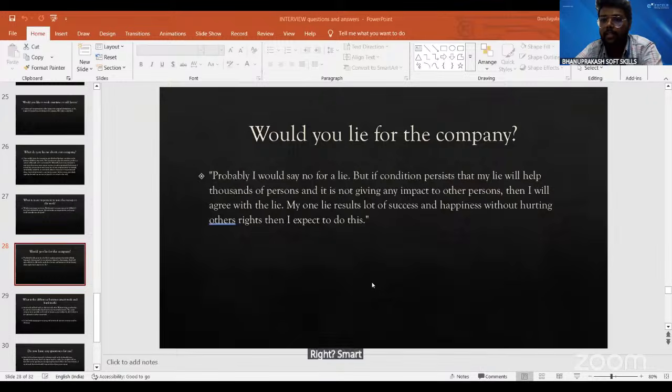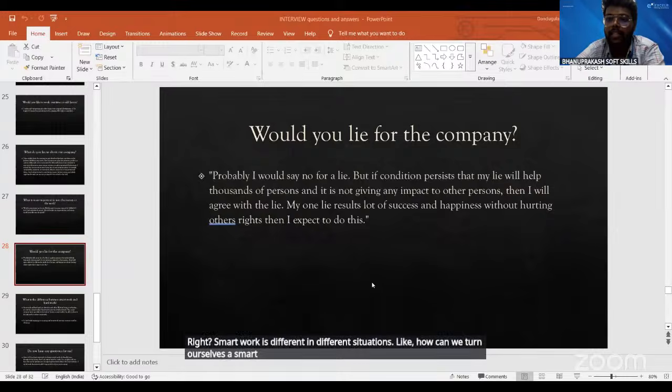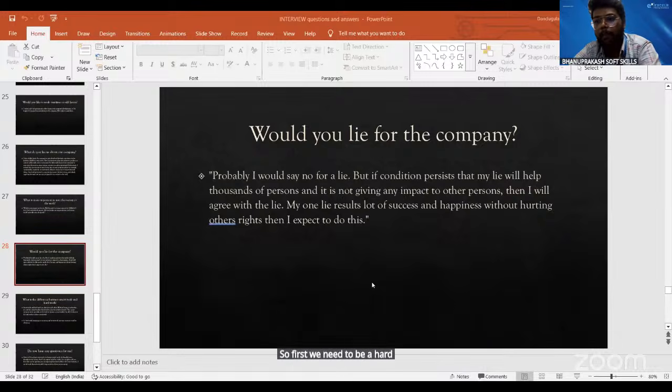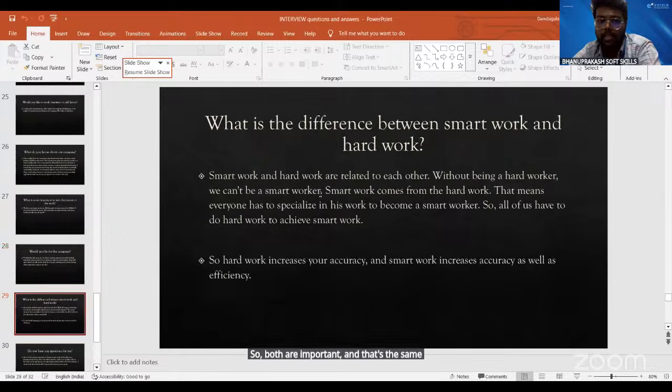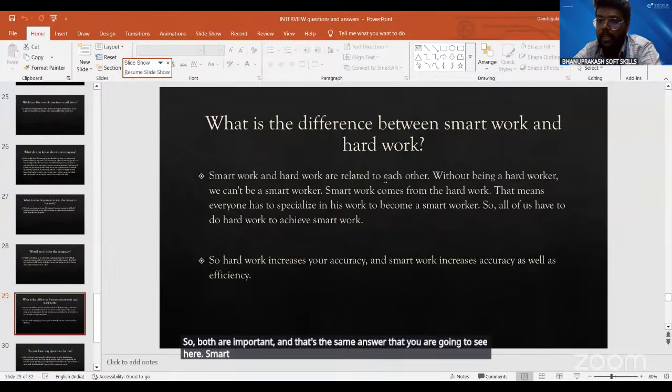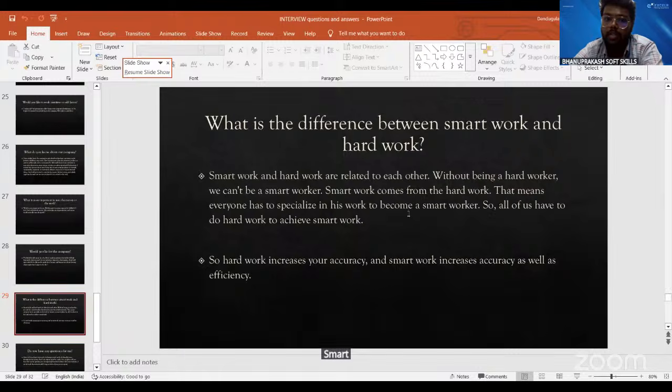Smart work is different in different situations. How can we turn ourselves smart? Only if we understand the hardness. So first we need to be a hard worker, then only we can turn that hard work into smart work. So both are important, and that's the same answer that you are going to see here. Smart work and hard work are related to each other. Without being a hard worker, we can't be a smart worker. As smart work comes from hard work, everyone has to specialize in his work to become a smart worker. So all of us have to do hard work to achieve smart work.